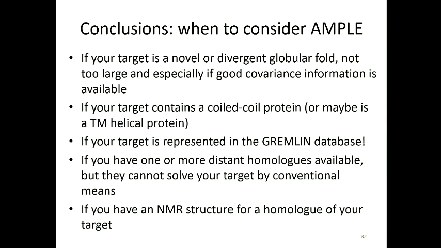So finishing off, when to consider AMPLE. AMPLE is more for the hard cases, so if you've got a novel or divergent fold, especially if you've got good covariance information, it's worth thinking about. Works well on coils and works reasonably well on transmembrane helical proteins. These days, you might want to look in a database to see if there are already models of your target available, because the models are very good quality in that database. But also if you have one or more distant homologs that don't work easily, or an NMR structure.